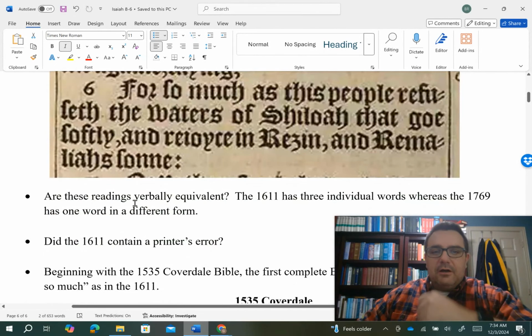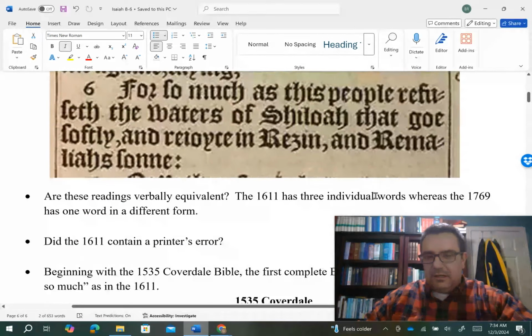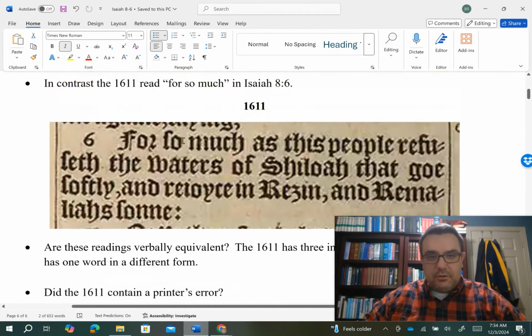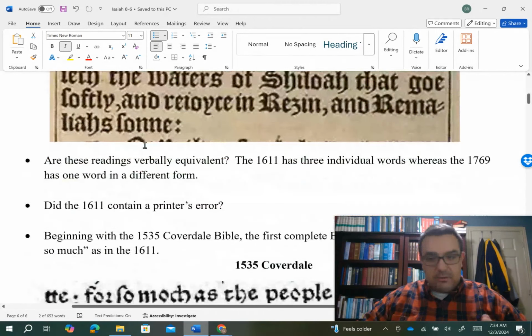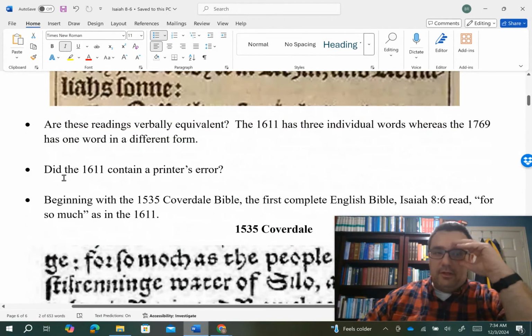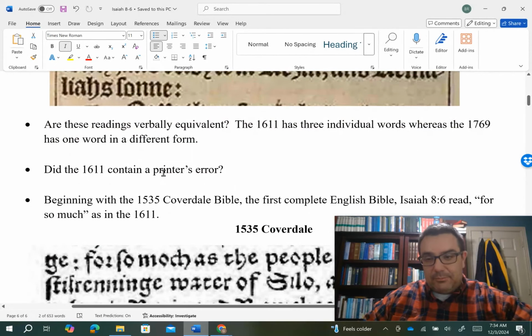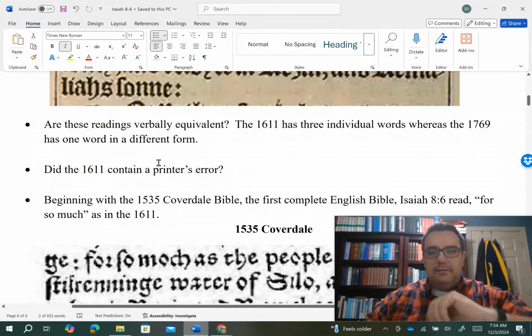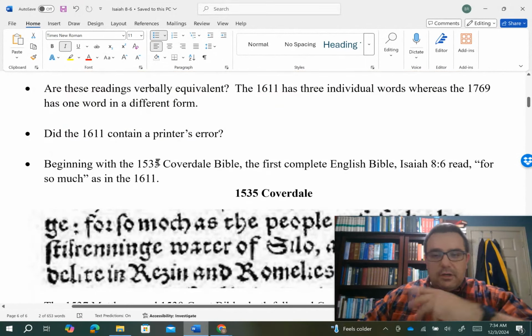So the question is, are these readings verbally equivalent? The 1611 has three individual words, whereas the 1769 has one word in a different form. All right. So again, Forsomuch versus Forasmuch. The question is, are these verbally equivalent? And did the 1611 contain a printer's error when it said Forsomuch? That's what we're going to be looking at in this particular video. So in order to determine those things, we need to go back and look at some history here.